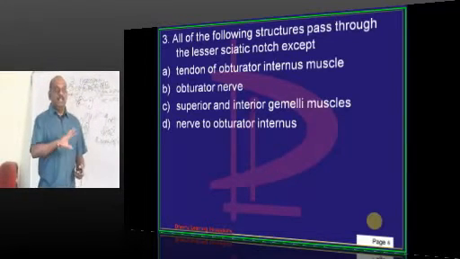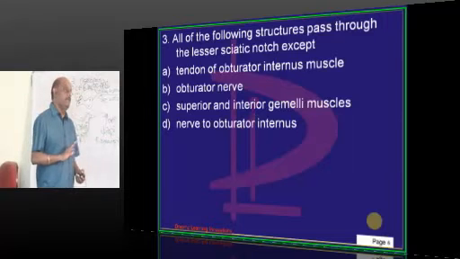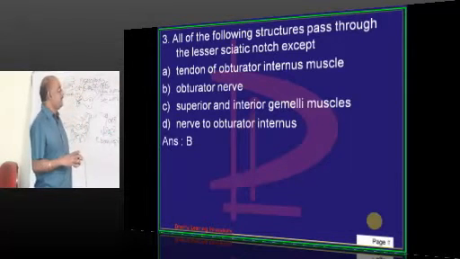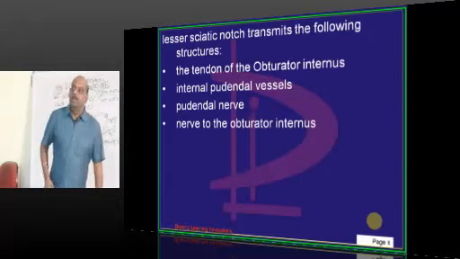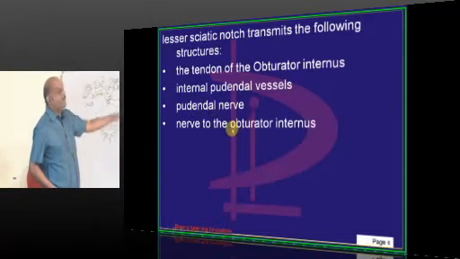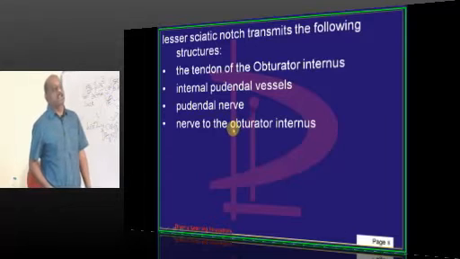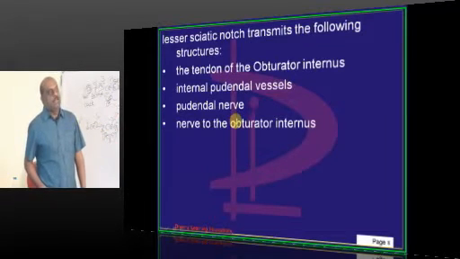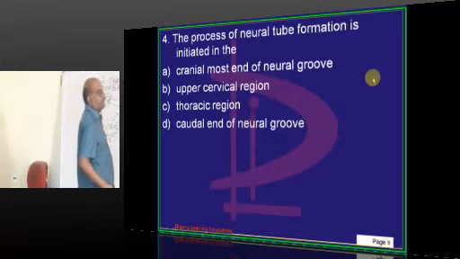Now, lesser and greater sciatic foramen. What are the contents? It is a favorite anatomy question from times immemorial. So the tendon of the obturator internus, internal pudendal nerve, and the nerve to obturator internus. These are all the ones which are basically passing through the lesser sciatic foramen.